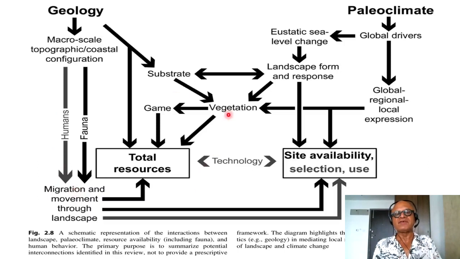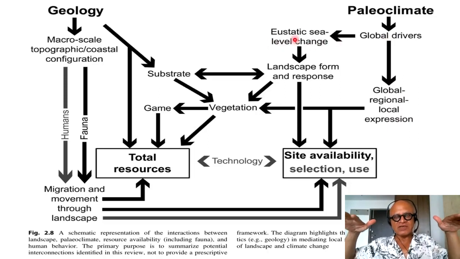And the vegetation change here can affect total resources, just like migration and movement through landscapes seek out or change total resources, and they also change or seek out site availability, selection, and use. Obviously, vegetation change can also change fauna, so game, availability of animals to be hunted, and they are also affected by global, regional, and local expression of paleoclimatic changes with global drivers like orbital changes or mountain building, for example, which can also be associated with eustatic sea level change.